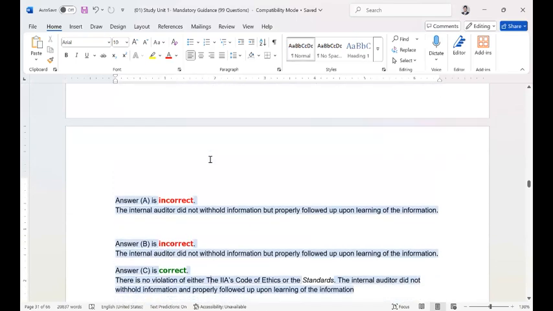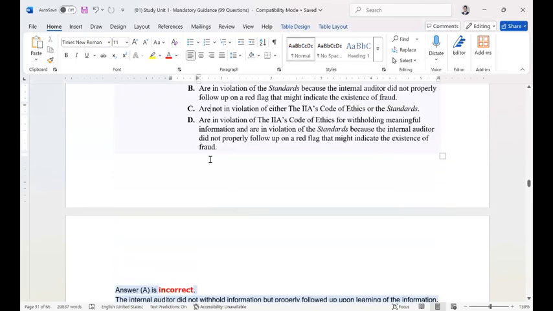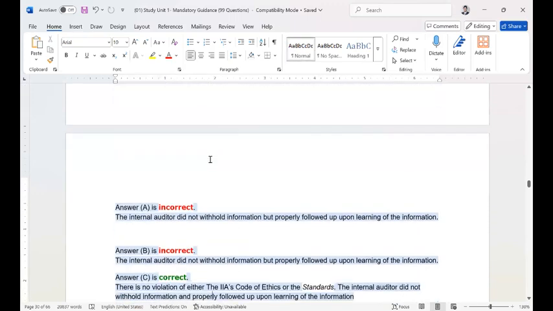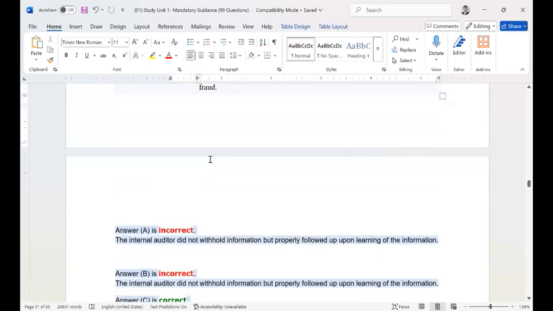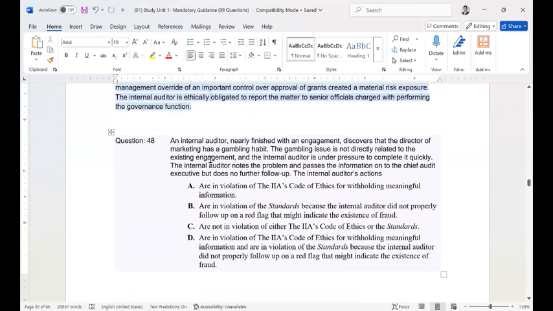Oh no, it's C. Are not in violation. See, there's no violation. The auditor did not withdraw from the engagement and followed up upon learning of the information. Yeah. So in my opinion, the gambling issue is not directly related to the engagement, and the employee is under pressure to complete quickly, right? He informs the chief audit executive. So ideally, what should happen? Yeah, so he may have actually not violated the code of ethics. I don't think he violated the standards in that.